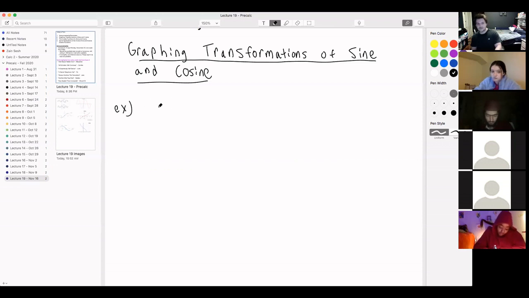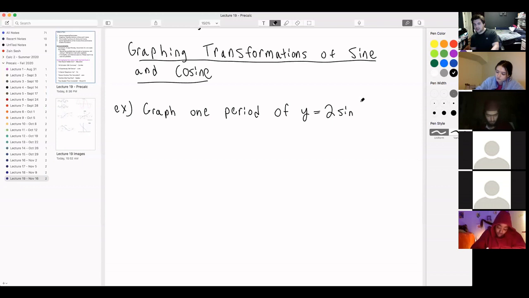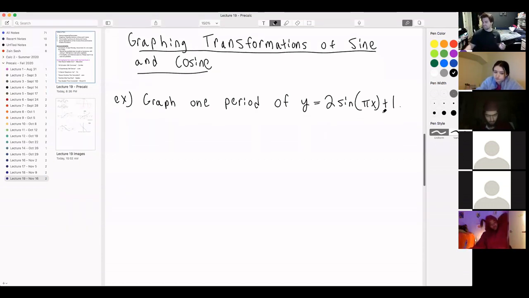We're just going to do 2 examples of this. So the task will be to graph one period of the function y equals 2 sine of pi x plus 1. Okay. All right. So this is kind of the process. Firstly, it's always nice to label out your midline, amplitude, and the period. And then from there, it'll be pretty easy to sketch a graph.